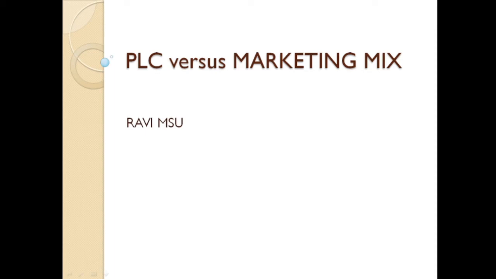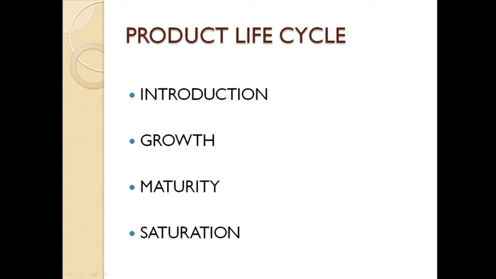Hello everyone. In this video, we'll try to understand how the marketing mix strategies can be adopted by using the product life cycle. As we already discussed, we know what the product life cycle is. It consists of four stages, namely introduction stage, growth stage, maturity stage, and saturation stage. On the basis of time and sales, it has been proposed in these four ways. Every product has to undergo all these four stages.